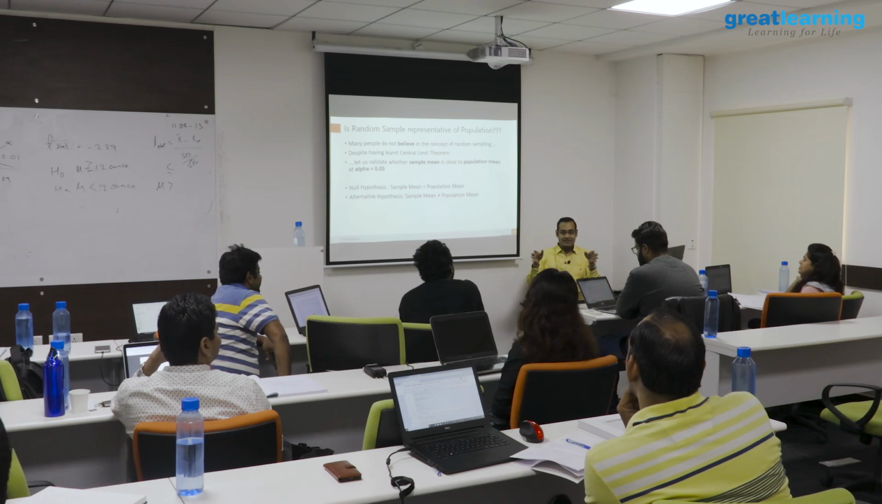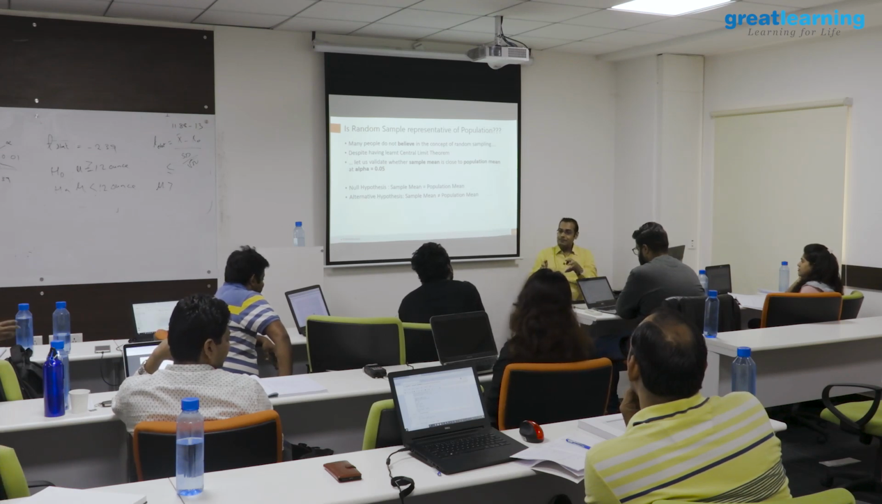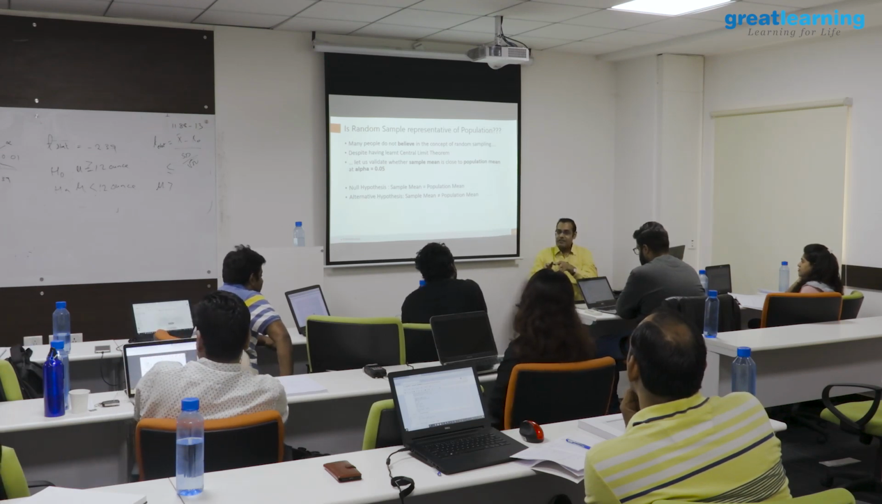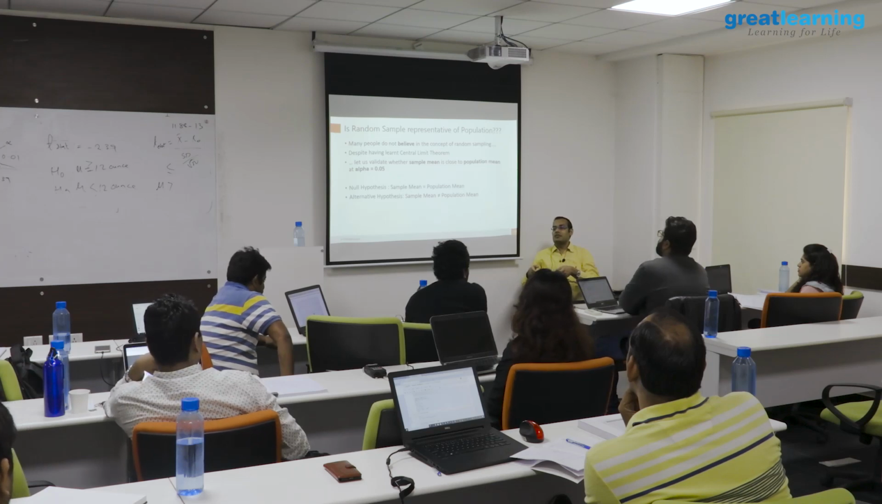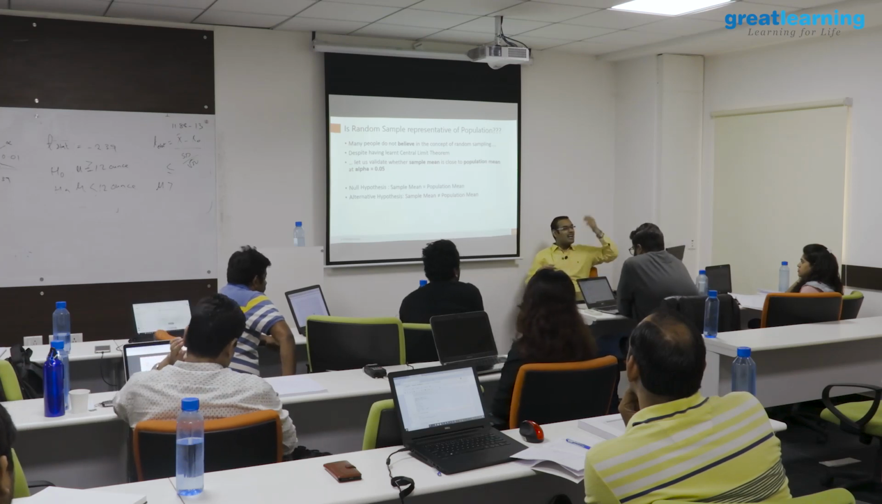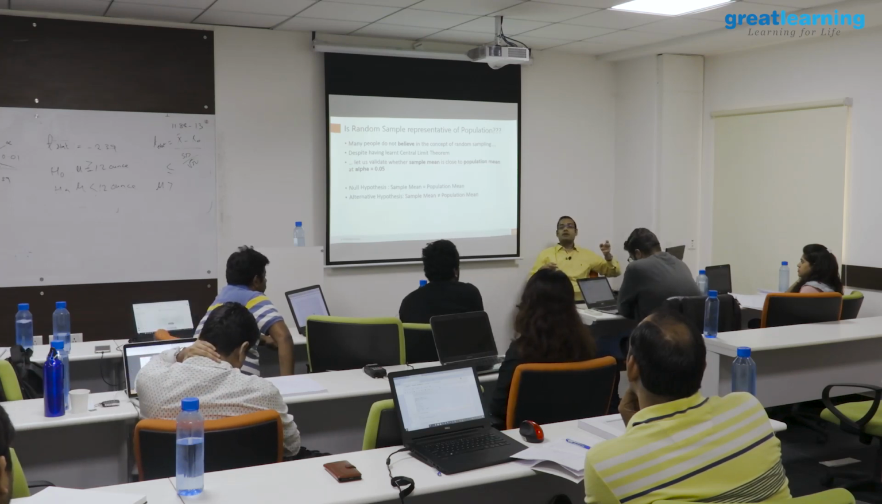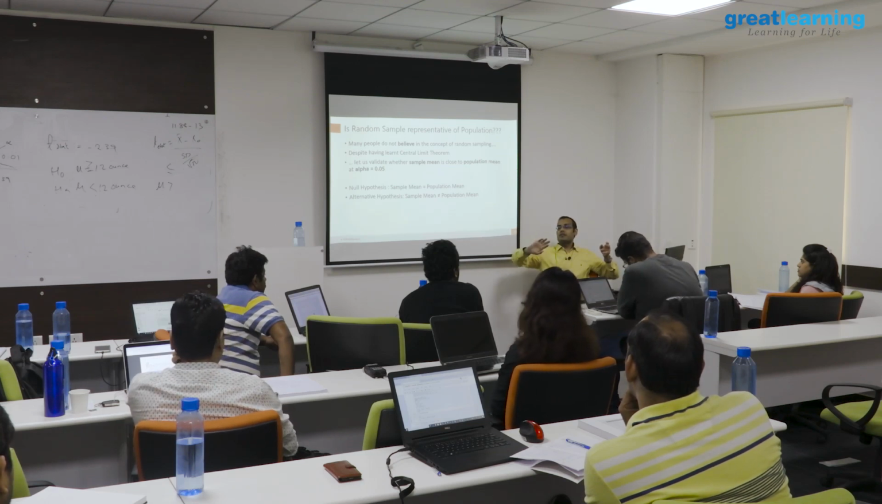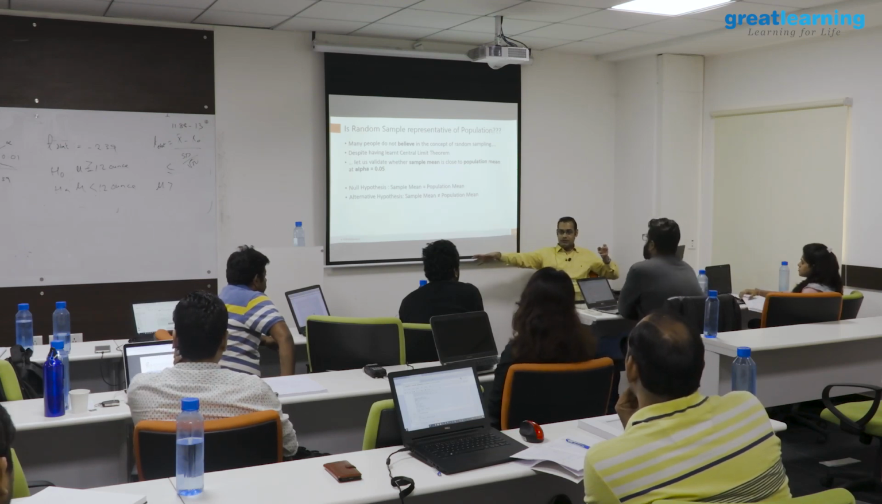Okay. I proved it with the central limit theorem. Definitely there is a sampling error. There is no denying. But a random sample is representative of the population. There is a chance event that a random sample may not be representative of the population. The chance event is always possible.